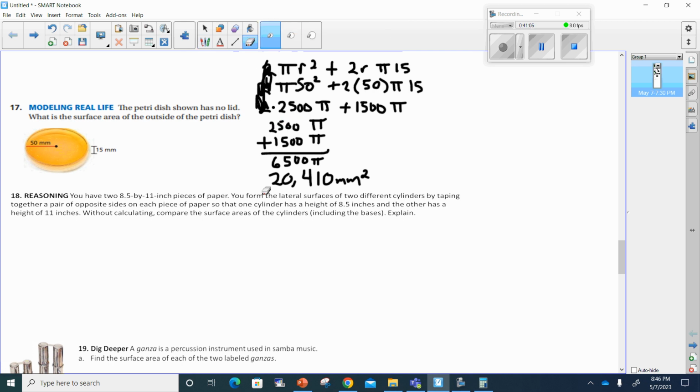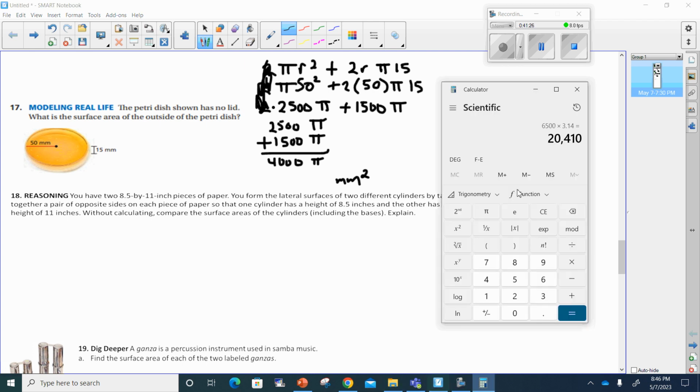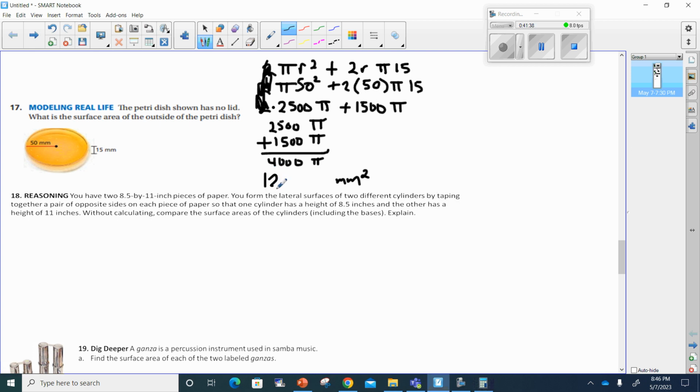And then when I put these together, I'm not going to get 6,500, am I? I'm going to get 4,000. So that's going to change everything. Now I got to take 4,000 and multiply it to pi to get my new answer. Let's give that a shot. 4,000 times 3.14. That's going to give us 12,560.